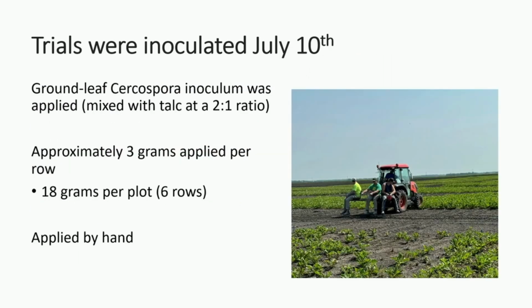This trial was inoculated. We applied a ground dried leaf inoculum mixed with seed talc. So this inoculum was from Cercospora leaves from the trial the year before. So it was a population of Cercospora that was regionally adapted to sugar beet and the genotypes that were out there.